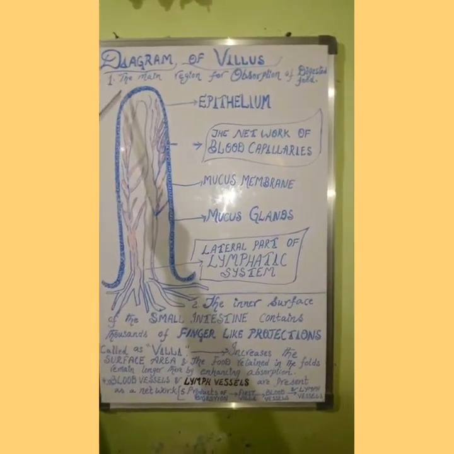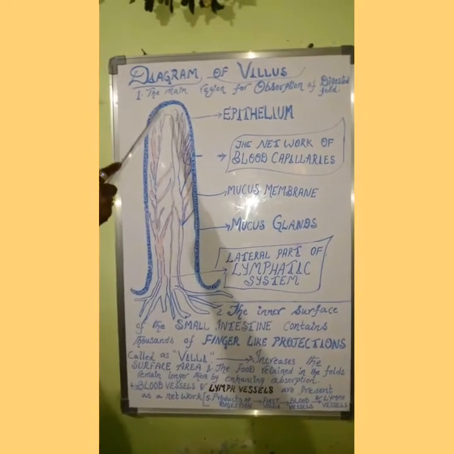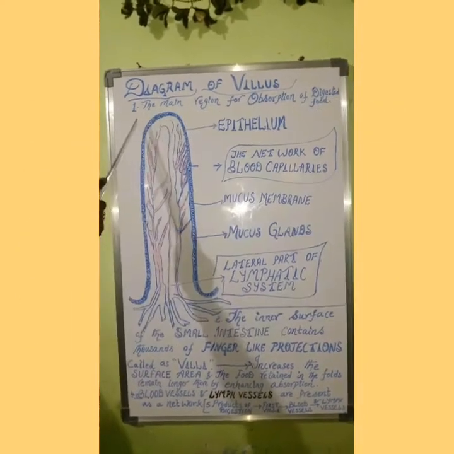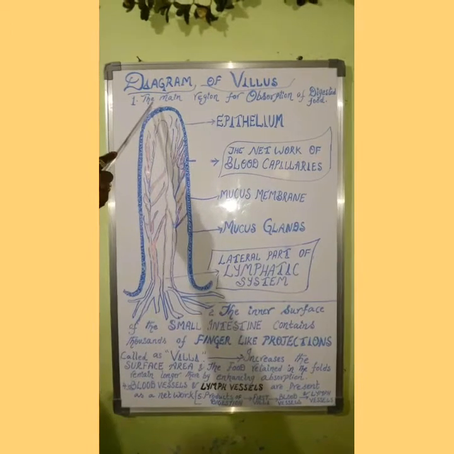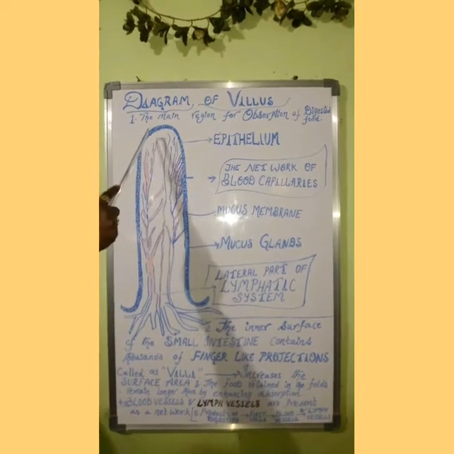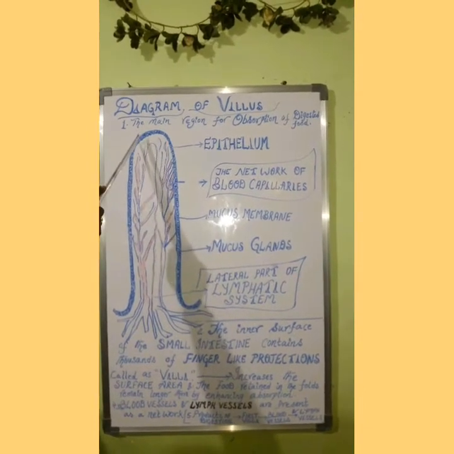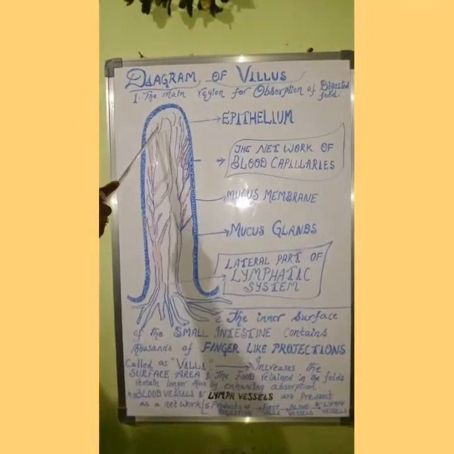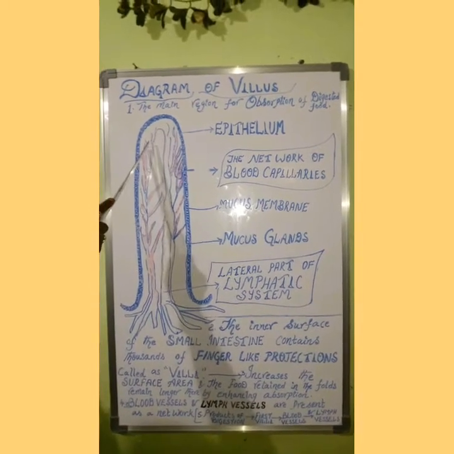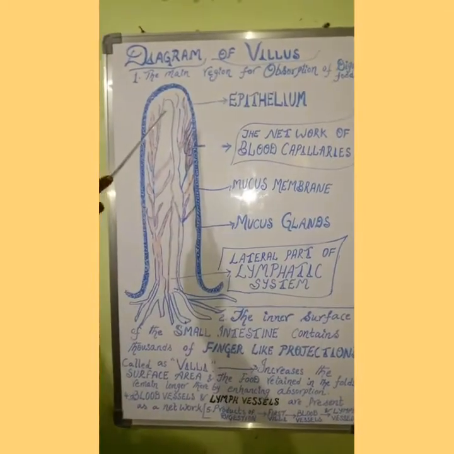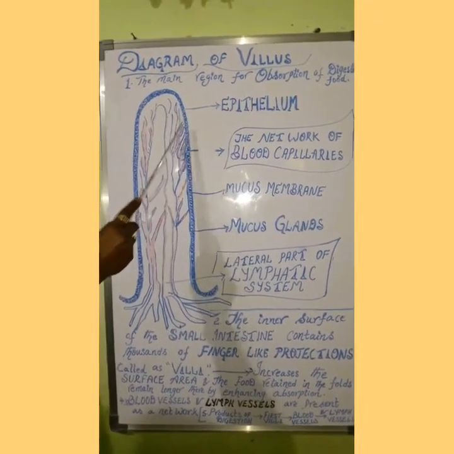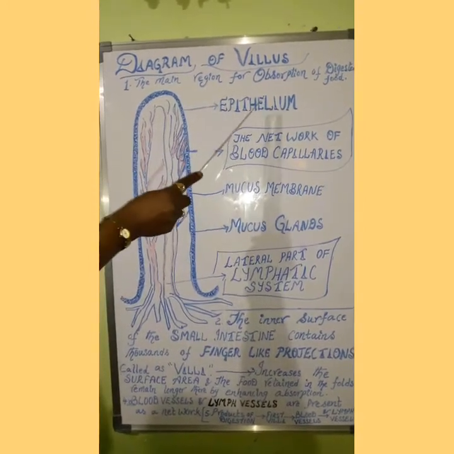The inner surface of the small intestine contains thousands of finger-like projections, which we call villi. These villi are very useful and very helpful in the absorption of digested food.